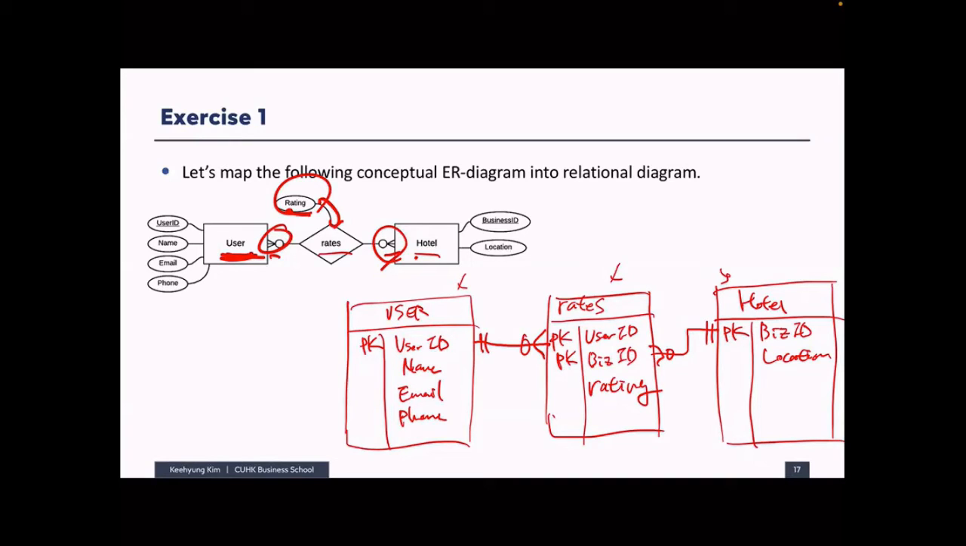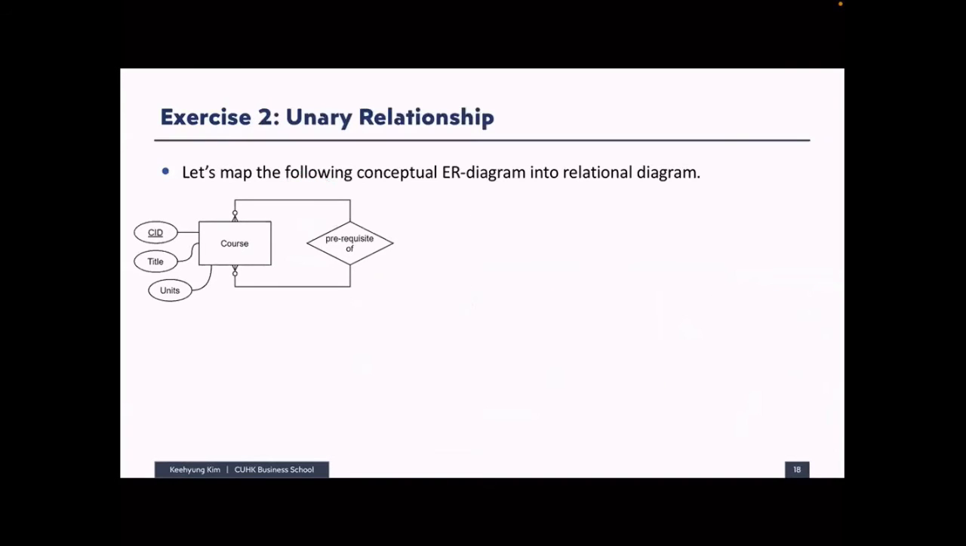Okay. So I prepared a few more exercises, 2 more exercises here, so you can try. The second exercise is this. This is the case of a unary relationship. So when you have a unary relationship, what can you do? Basically, you can follow the same rule that I showed you earlier. A binary relationship and a unary relationship are not that different. So let me show you the answer. Basically, for a unary relationship, you can follow the same rule as a binary relationship.